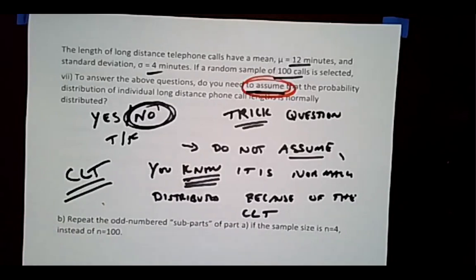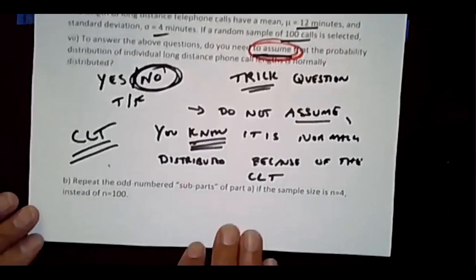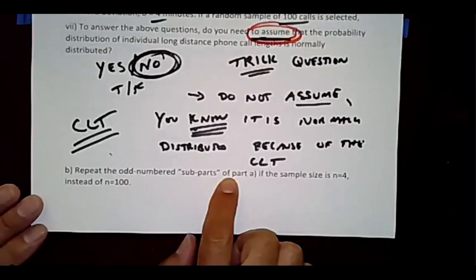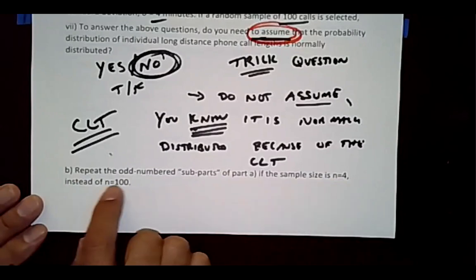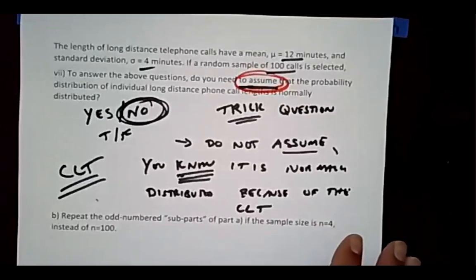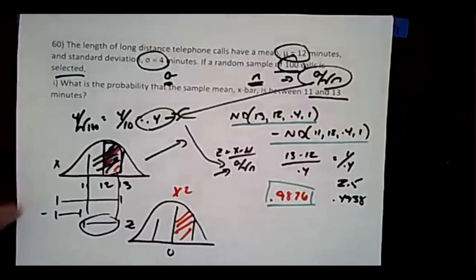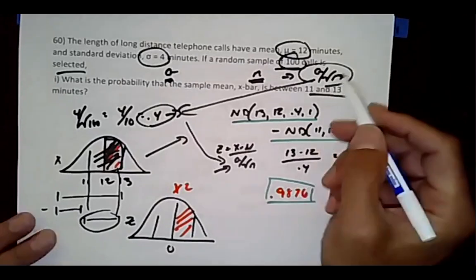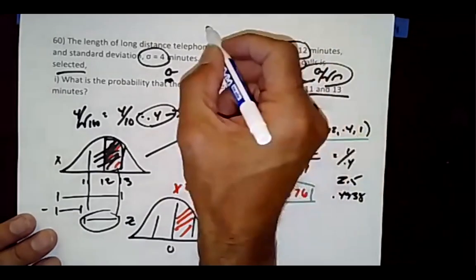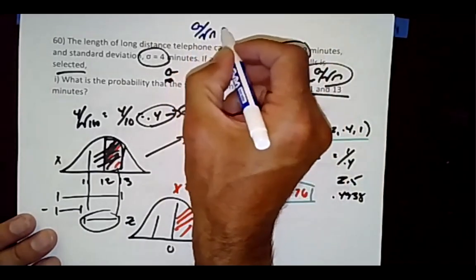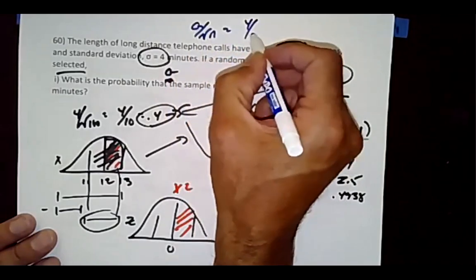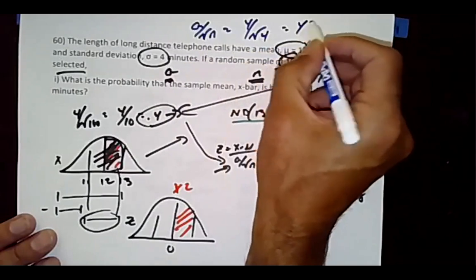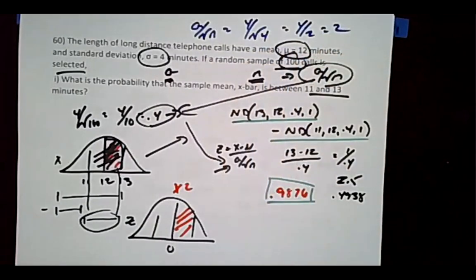Okay. So now, what it says here, it says repeat the odd number subparts, but the sample size is now 4 instead of 100. So let me find my pieces of paper here. I'm going to be able to redo these pretty quickly. Okay. I'll do this in blue. So now your standard error is sigma over radical n, but now it is 4 over square root of 4, which is 4 over 2, which is now 2.